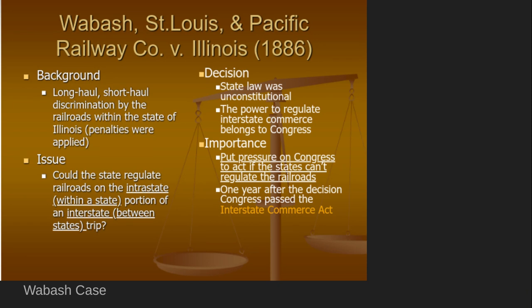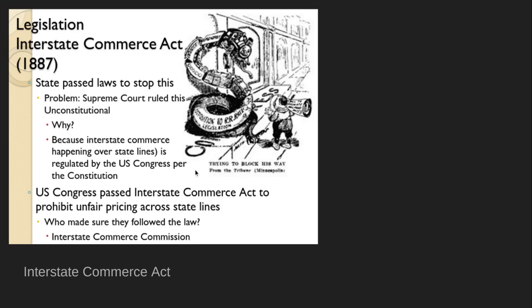But this also puts pressure on Congress to act if the states can't regulate things like the railroads or now like the internet. And also shortly after this, the Congress is going to pass the Interstate Commerce Act. But in a lot of ways, who is going to be in charge of regulating these massive companies that emerged during the Gilded Age? It is supposed to be the federal government, not the state government, not your local government.